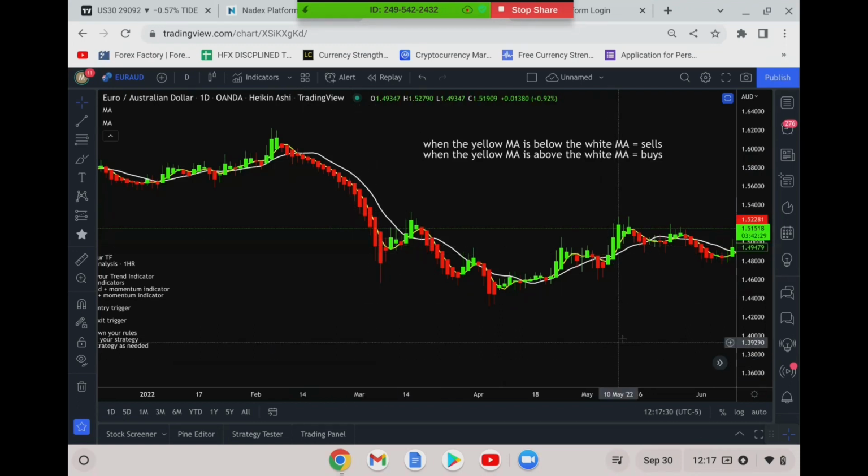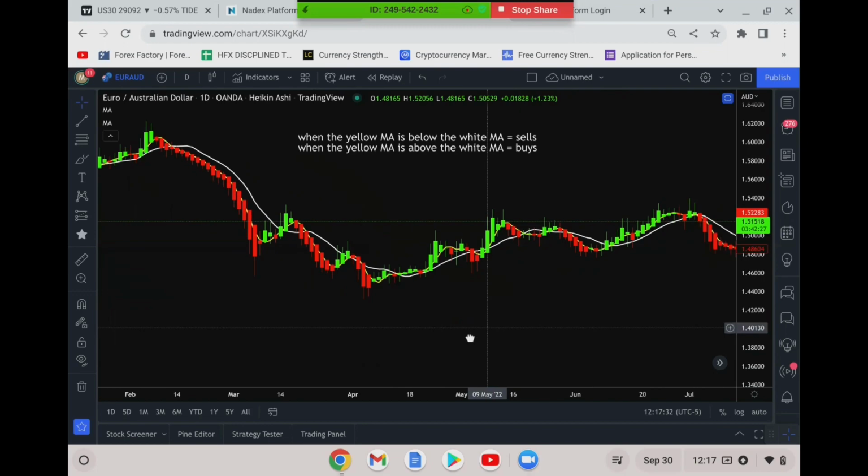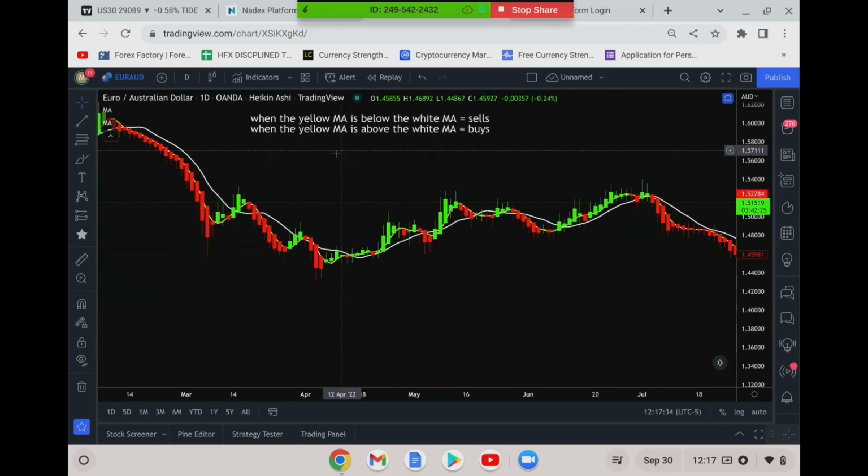And vice versa, if I was looking for a buy, then I would wait for my yellow line to cross above my white line. And then I would want to wait for a green flat bottom candle, right? A bullish flat bottom candle.